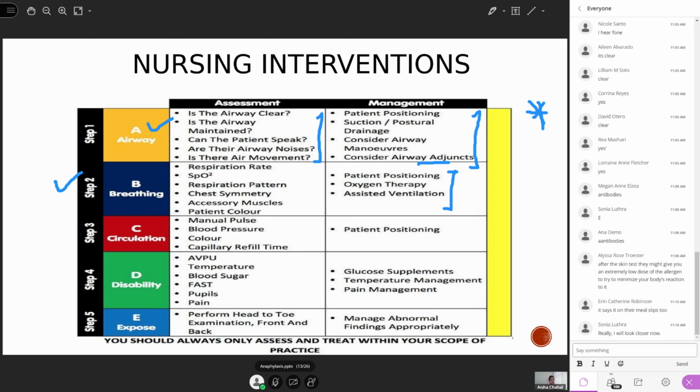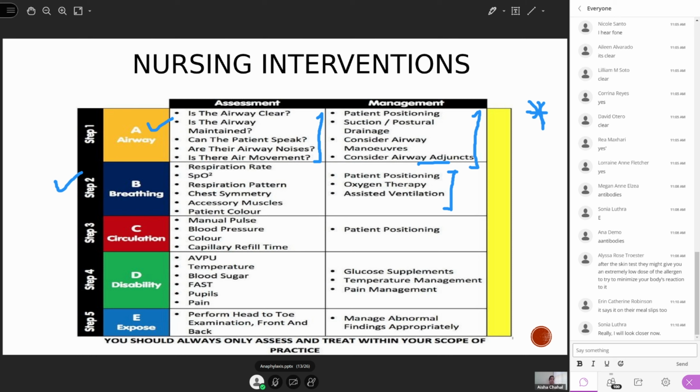And the C is circulation. So circulation, how you're going to check is, really do not move to capillary refill time as much as you would think. The first thing for circulation is check their heart rate, check their blood pressure. In an emergency, really, capillary refill time doesn't serve your purpose.